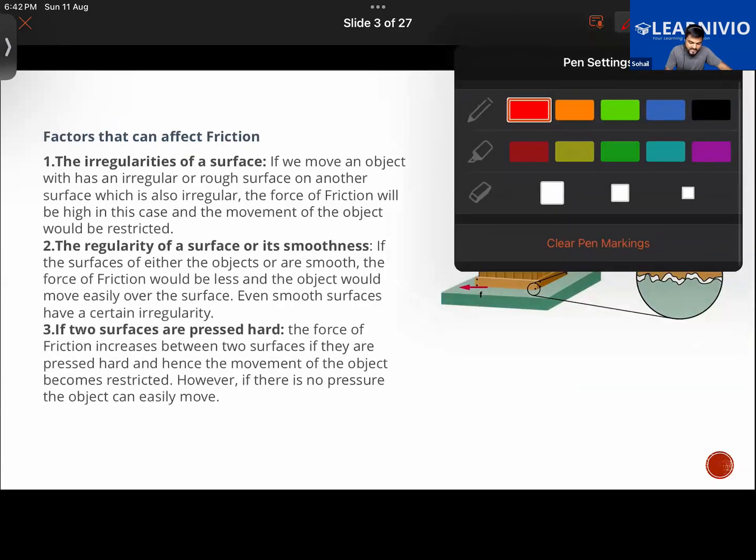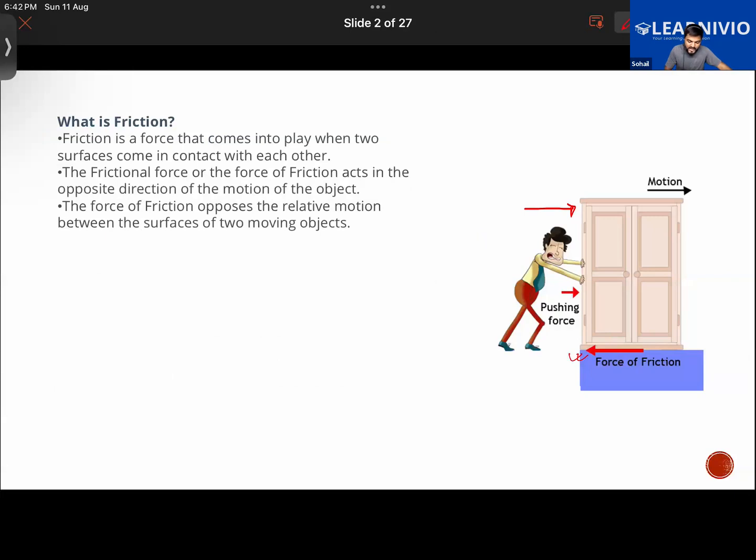In order to make that object move, you have to apply a force of greater magnitude. Force of greater magnitude means that if the force of friction is, let us say, 25 Newton, this person must apply a force greater than 25 Newton. So it could be 26 Newton, 27 Newton, like that. Sir, hope that is clear.